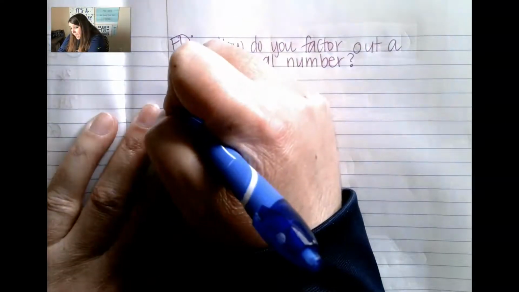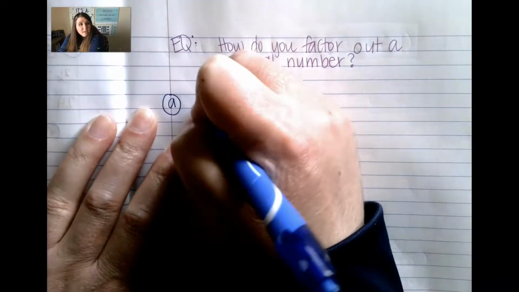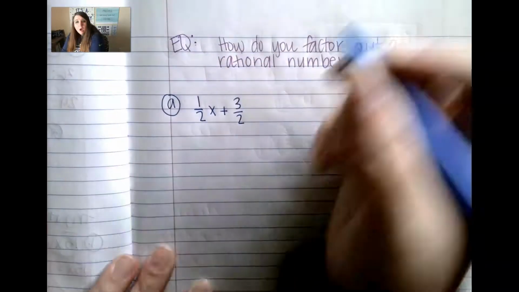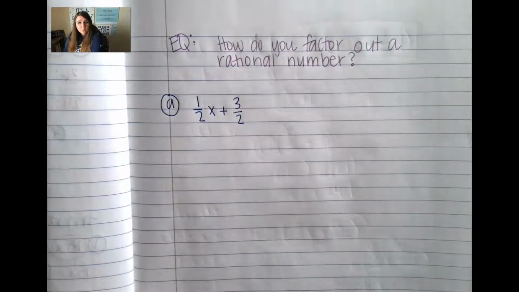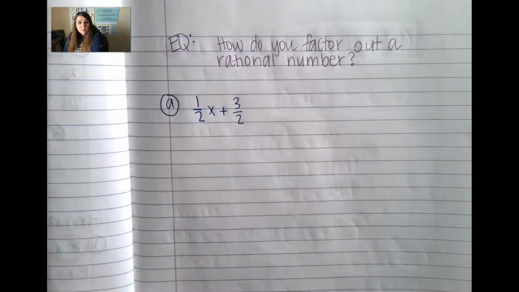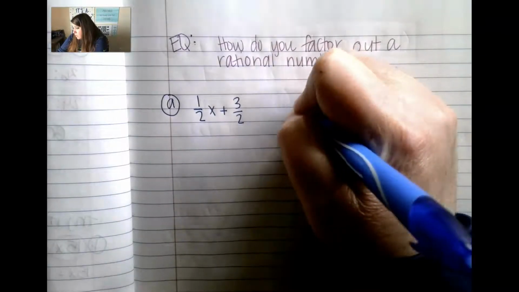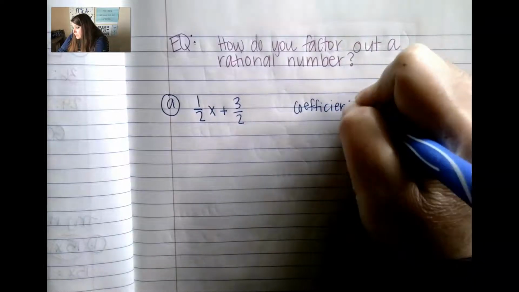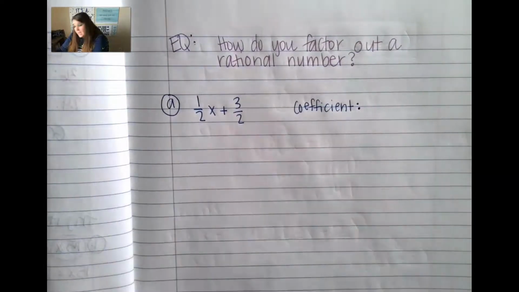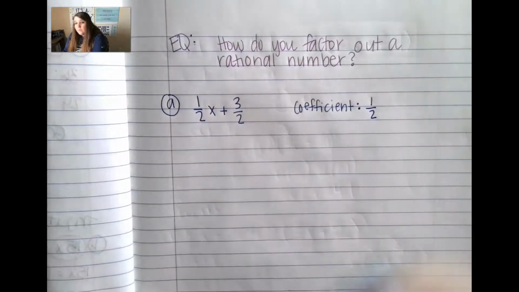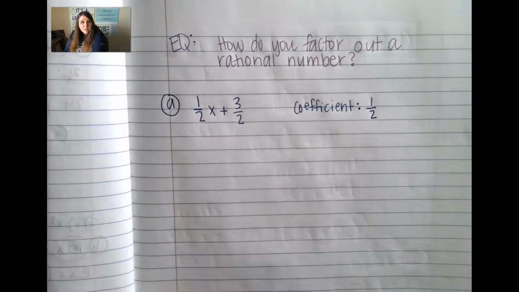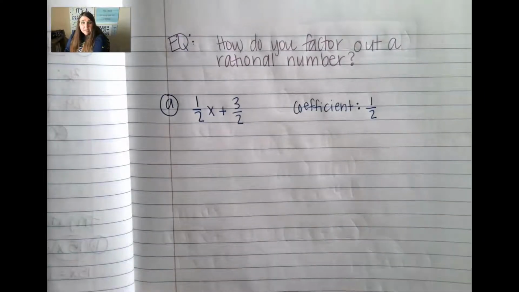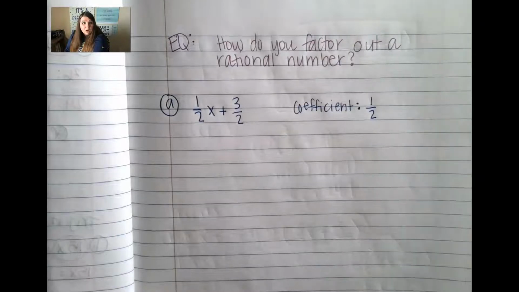So if we're looking at example A, and we have 1/2 of x plus 3/2, our job is to factor out the coefficient. Our coefficient is the number stuck to a letter, and in here it is 1/2. So our job is to factor out 1/2. We're going to take 1/2 out of each of these so that we can solve.